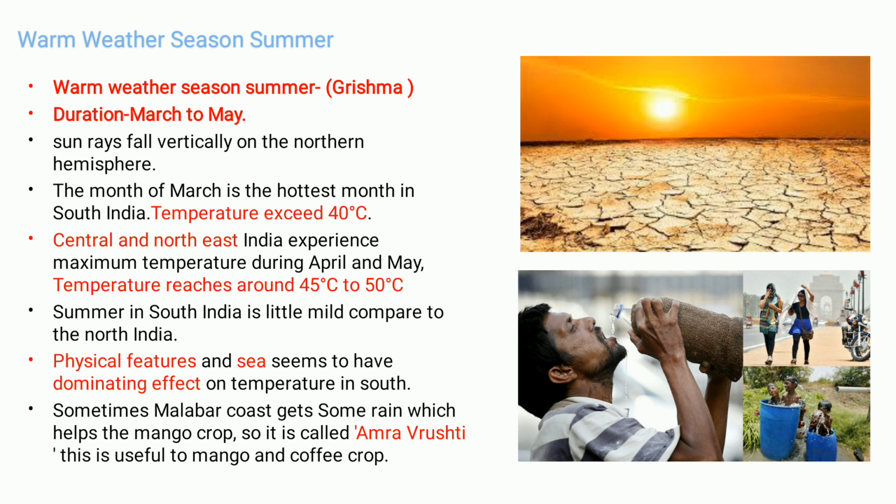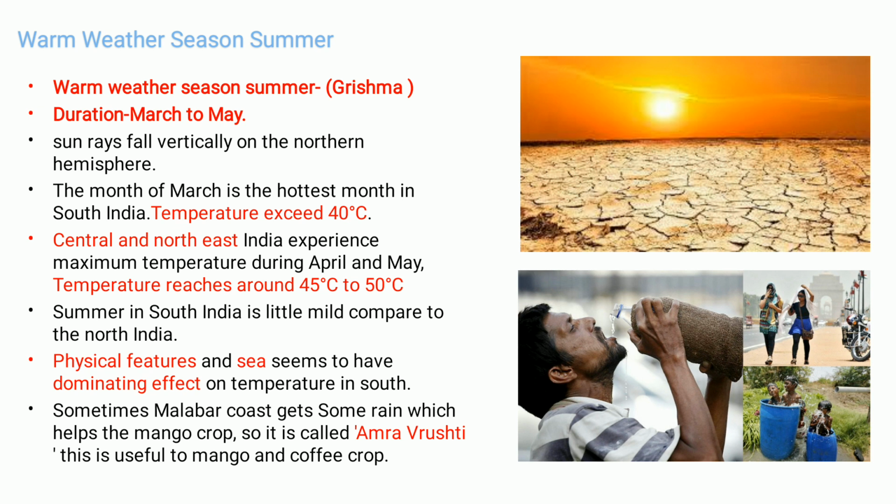This is because of the physical features and the sea. The large water bodies, the Indian Ocean, Arabian Sea, and Bay of Bengal, have a dominating effect on the temperature in South India. During this season, tropical cyclones develop over the Bay of Bengal and the Arabian Sea and advance towards coastal areas and cause devastating effects over the coastal region. Sometimes they create a lot of destruction.